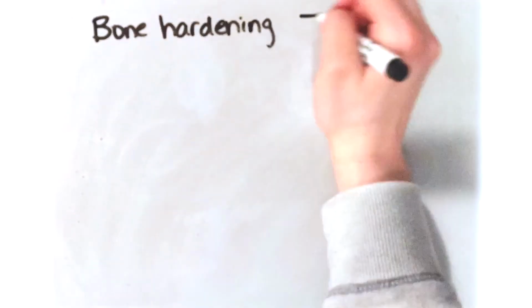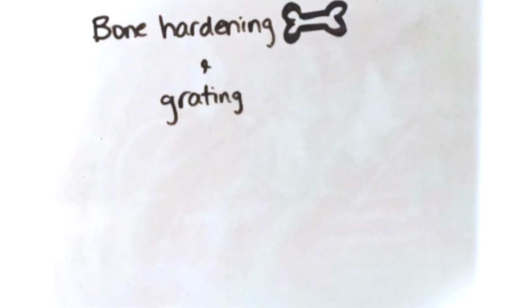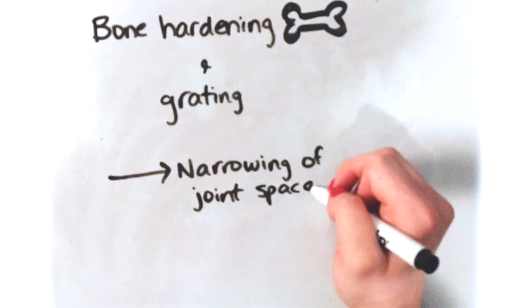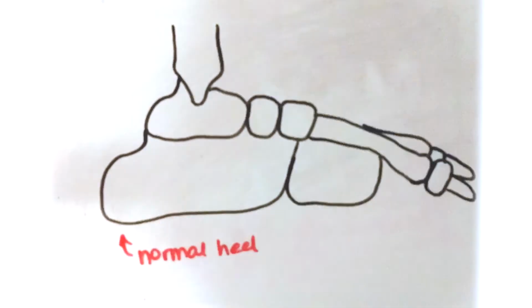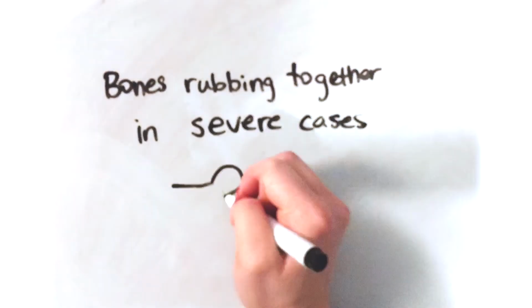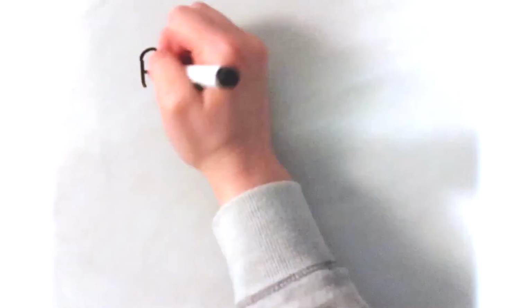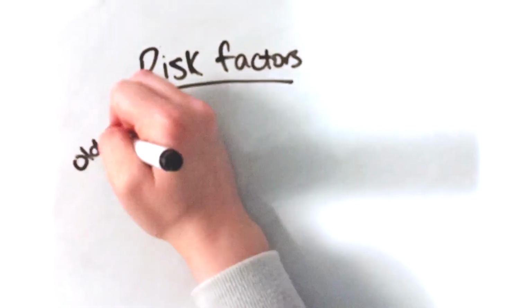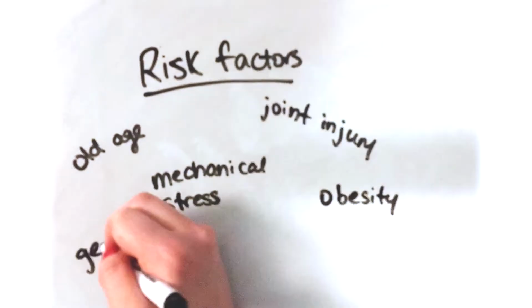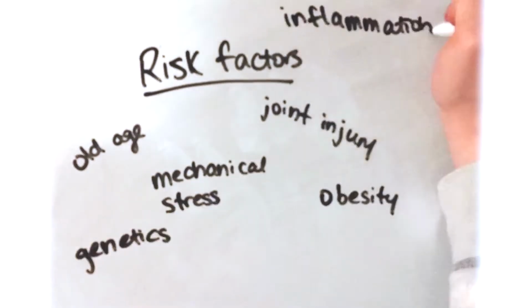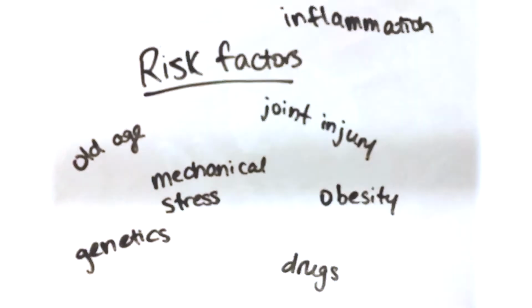Cartilage deterioration causes bone hardening and grating, narrowing of the joint space, bone spurs, also known as osteophytes, along the bone's edges, and bones rubbing together in severe cases. Risk factors for developing osteoarthritis include aging, joint injury, mechanical stress, obesity, genetics, inflammation, and drug use.